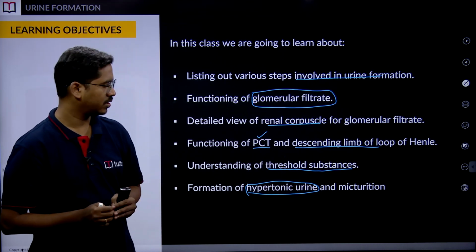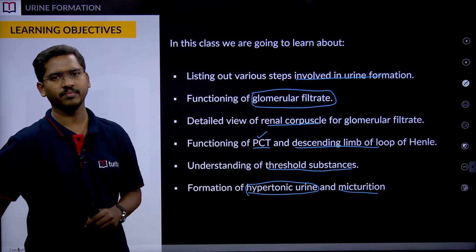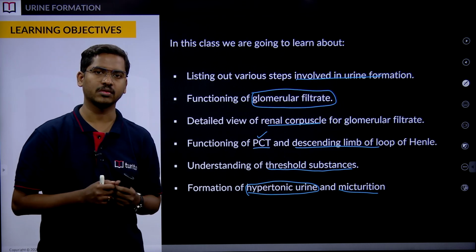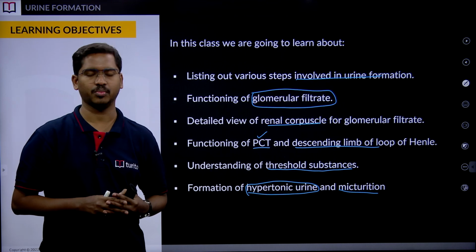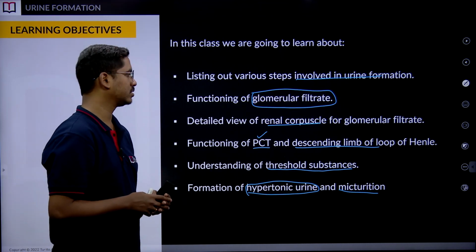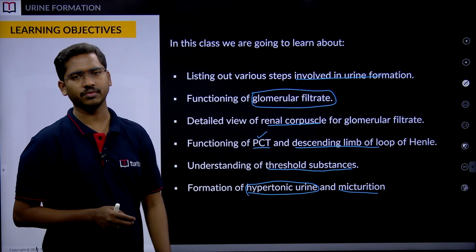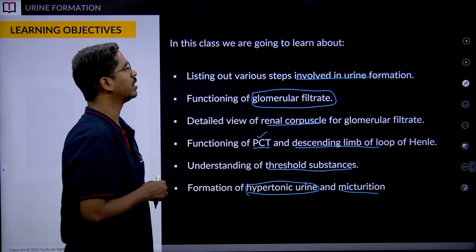After that, we will also look into a process called micturition, which is the process by which urine is released out of the body. That is what we have planned for this session. These are the objectives for the session. So, let us move forward and understand it.